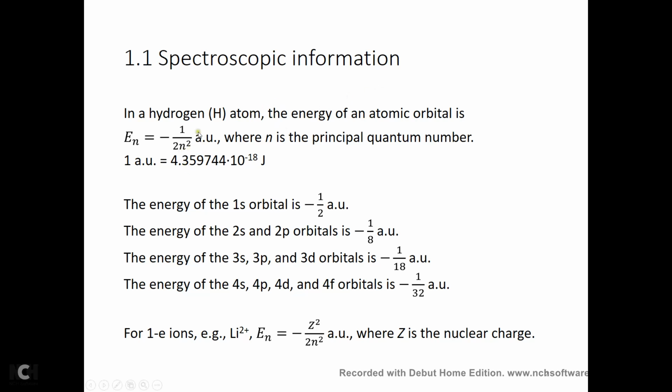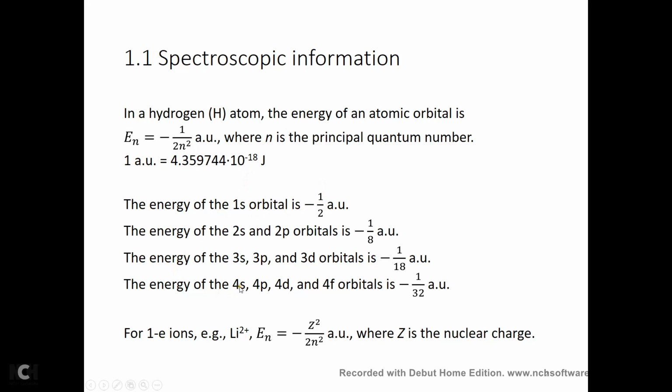The energy of the atomic orbital occupied by the electron is -1 over 2n squared. The unit is atomic unit of energy. n is the principal quantum number. One atomic unit of energy is 4.36 attojoule, or 4.36 times 10 to the power of -18 joule. So the energy of the 1s orbital is -1/2 atomic unit.